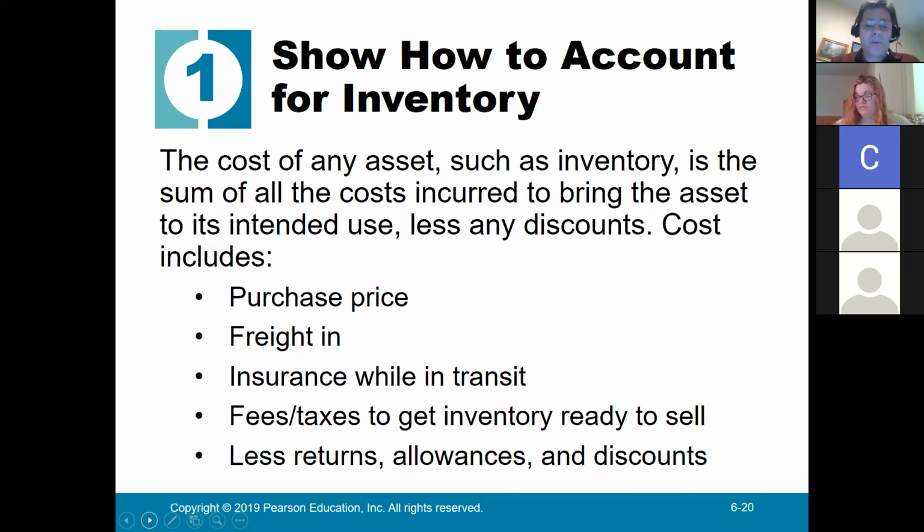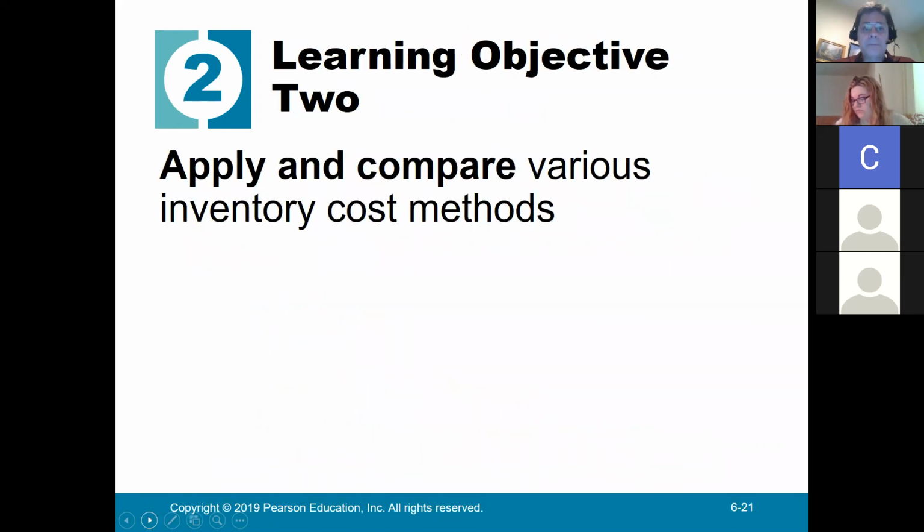All right, these are the other costs that you might need to include in inventory besides what you see as the normal unit costs, any insurance while in transit, that sort of thing, things to consider.